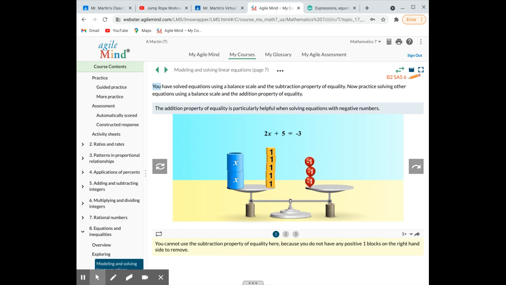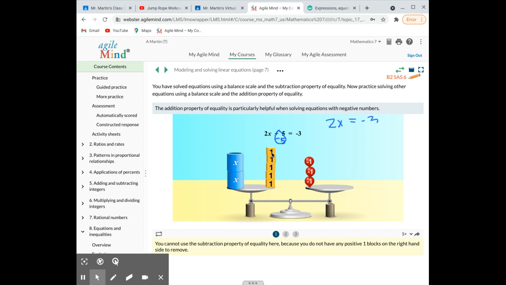Let's see. It says you cannot use the subtraction property of equality here because we don't have any positive number 1 blocks on the right-hand side to remove. So what we can do is focus on what I've always said. We want to get 2x by itself first. So to get 2x by itself first, what do we have to do? Subtract. Correct. So we're going to get rid of that 5, and that's going to give me what? -3. All right. So I got 2x would equal -3.